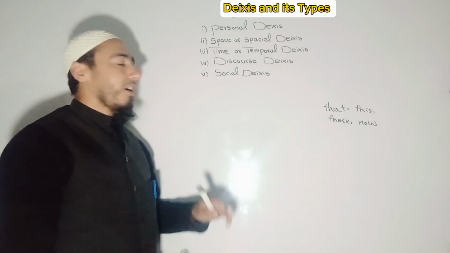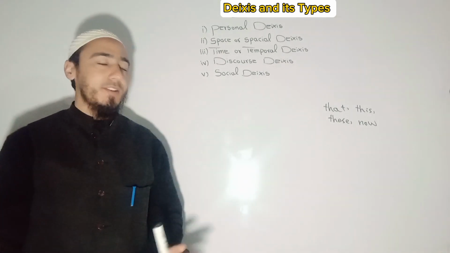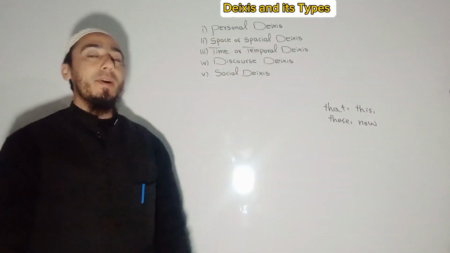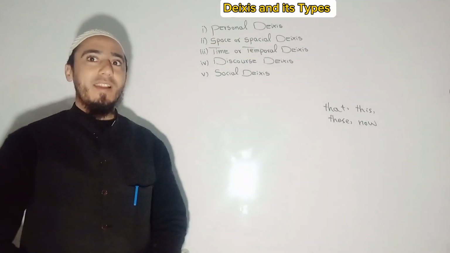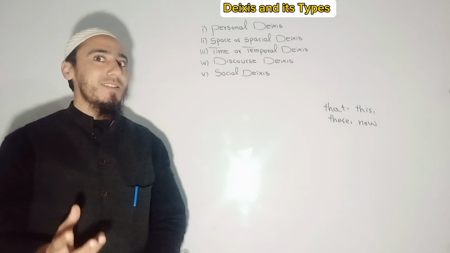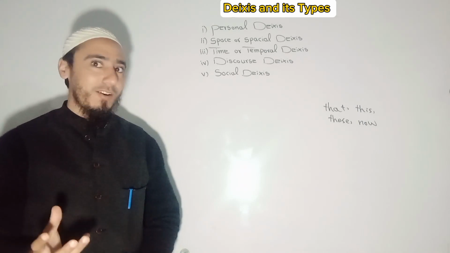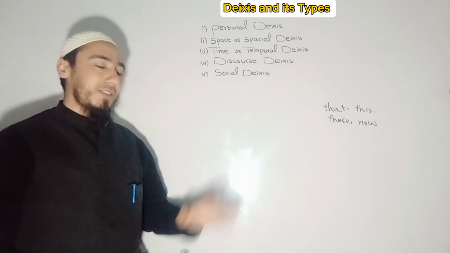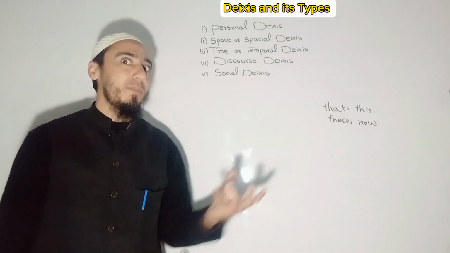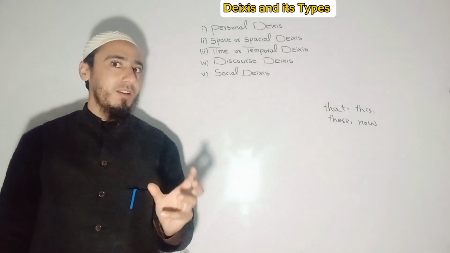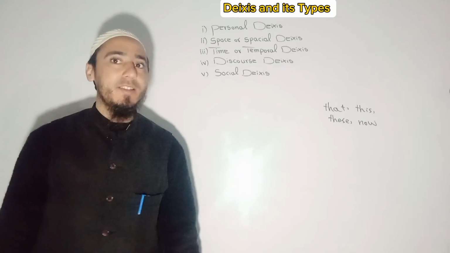Then there are 5 types of deixis. The first type is known as personal deixis. What is personal deixis? Personal deixis refers to any expression or linguistic form that indicates or points to a person.